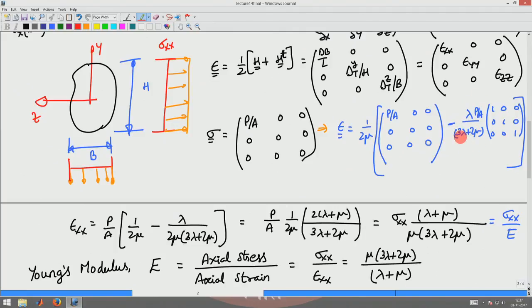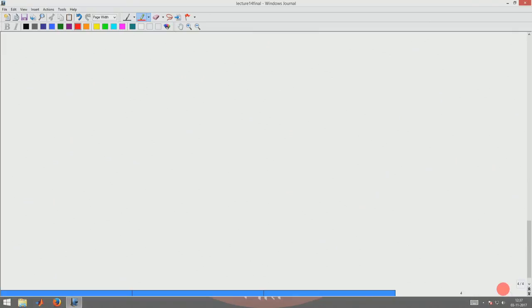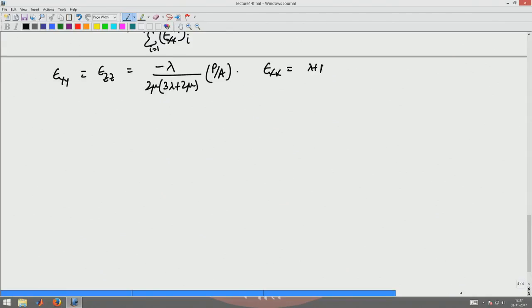Okay. So, let us go ahead and do that. You will find that epsilon yy is equal to epsilon zz is equal to minus lambda by 2 mu (3 lambda plus 2 mu) into p by a. Okay. In comparison to this, epsilon xx was (lambda plus mu) divided by mu (3 lambda plus 2 mu) times p by a.